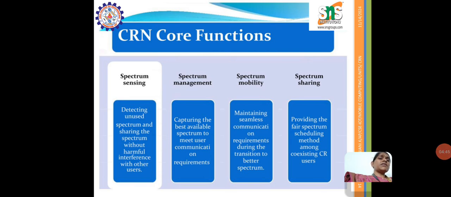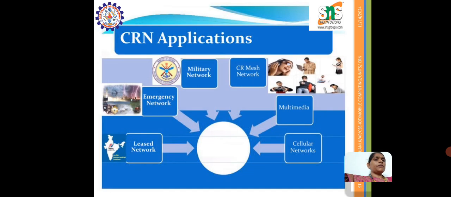Spectrum sensing is detecting the unused spectrum and sharing the spectrum without harmful interference. Spectrum management is capturing the best available spectrum to meet communication requirements. Spectrum mobility is maintaining seamless communication during the transition to a better spectrum. And spectrum sharing is providing fair spectrum scheduling among the coexisting CR users. So these are a few applications of CRN.